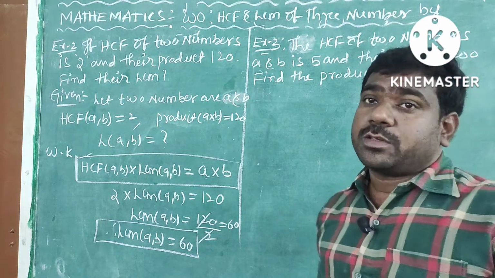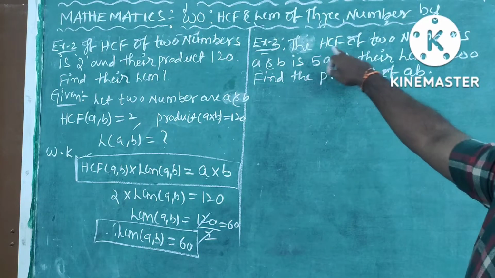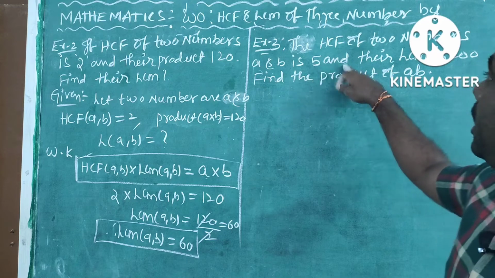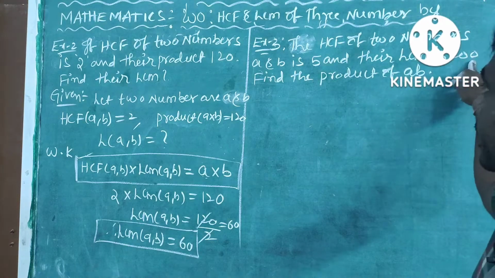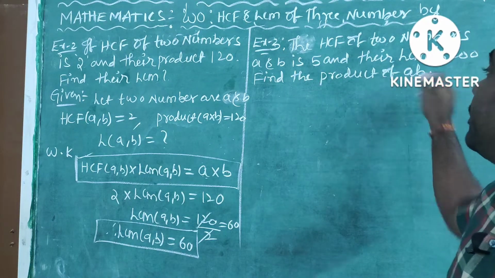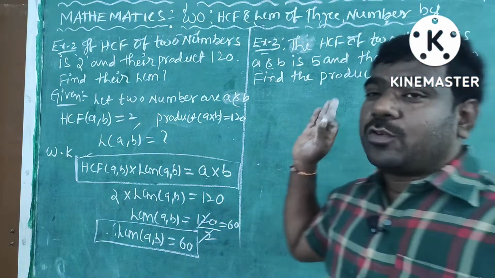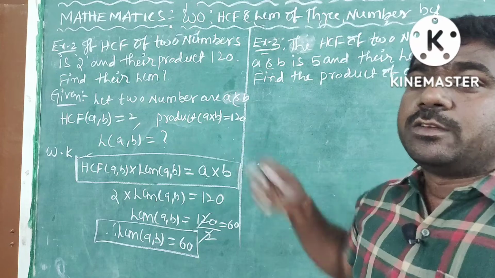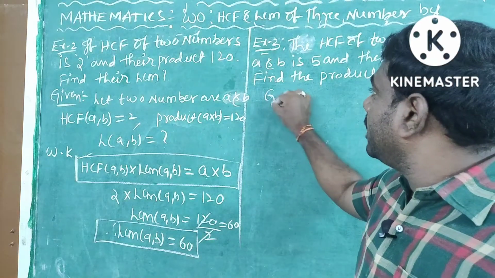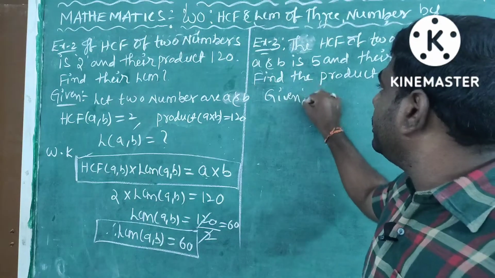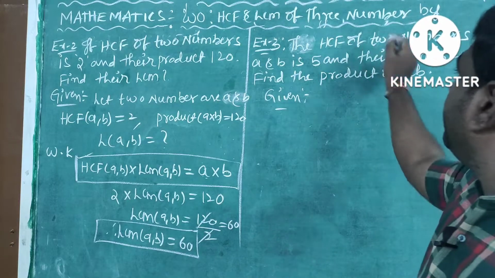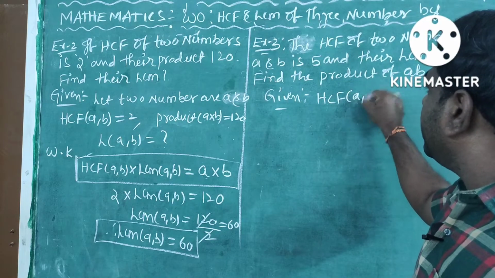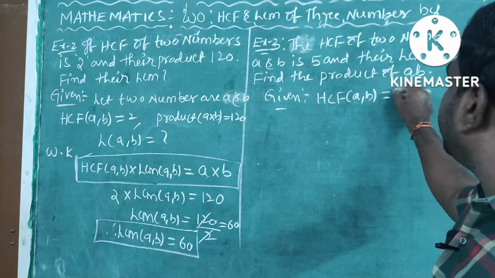That came here as the LCM question. Next question is what here? See, HCF of two numbers A and B is 5 and their LCM is 200. Find the product of AB. Meaning, compare the question here. What are the given values in the question? First, HCF of two numbers, meaning HCF is given. The two numbers are A and B, which is equal to 5.